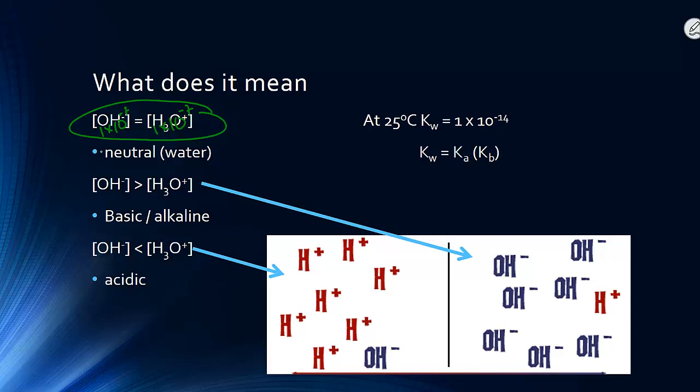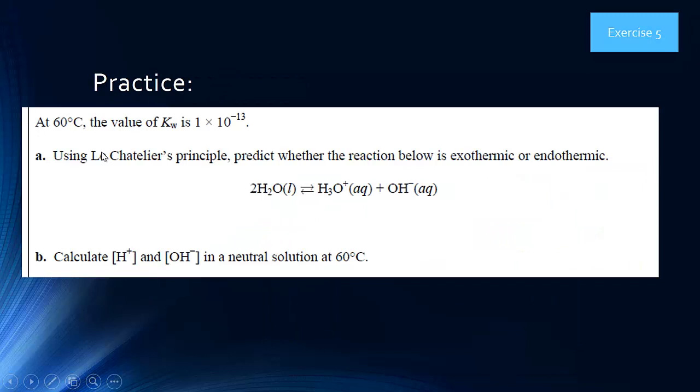However, if you add something to this reaction that adds more hydroxide or more hydrogen, therefore more hydronium, you'll produce a solution that's either more basic or more acidic. Adding something with more hydroxide will make a basic or alkaline solution, while adding something that adds hydronium would make an acidic solution.